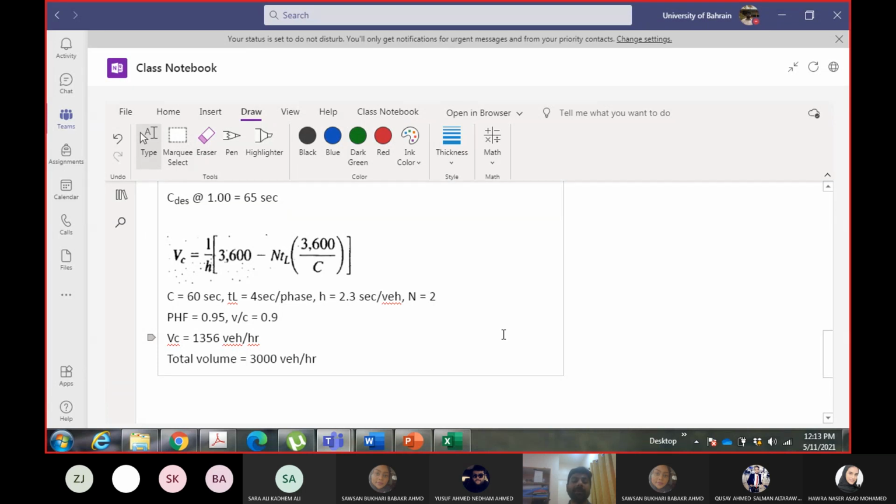My maximum volume I can have is 1356. The actual volume I'm having is more than that. So I have to increase the number of lanes so that I have less volume from each lane. How is it possible? For example, in the east-west direction, we have 1800. So if I make 2 lanes in the east-west direction, from each lane 900 vehicles will pass.